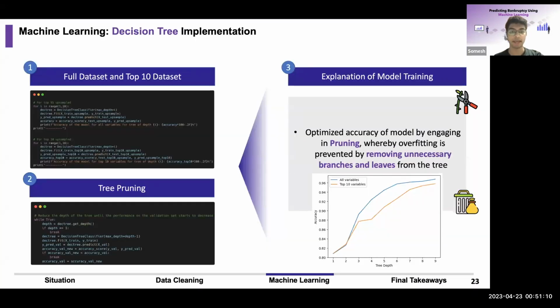The next model we'll be looking at is the decision tree model. While implementing this model, extra steps were taken to ensure overfitting of the model does not occur. This was done by pruning the tree, which meant unnecessary branches and leaves were removed from the node that did not contribute to an increase in the model's accuracy.